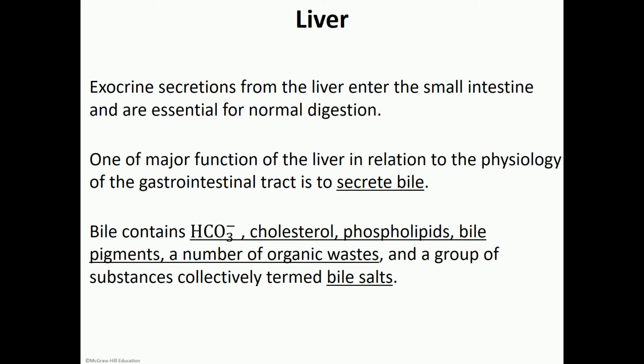The gallbladder can store and concentrate bile. It will remove some of the excess water, but again, the gallbladder does not make bile. Bile contains bicarbonate ions. It has cholesterol, phospholipid, bile pigments, and some organic waste products that the body doesn't need and wants to excrete through our feces. And the most important part of bile is the bile salts.